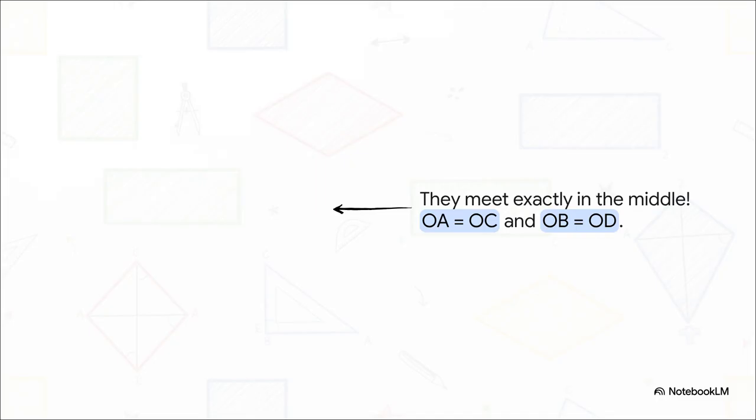Look here. The diagonals AC and BD meet at that center point, O. This means that the little piece OA is exactly the same length as OC. And likewise, OB is exactly the same as OD. They've been chopped perfectly in half. Now, this is a massive clue in so many exam questions. If they tell you the length of the whole diagonal, you instantly know the length of half of it. It's like a secret key for solving problems.